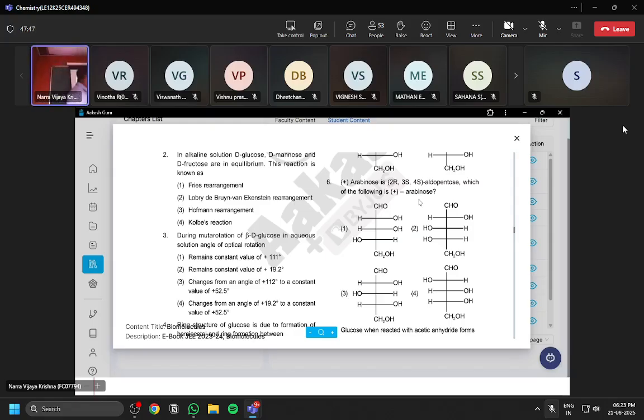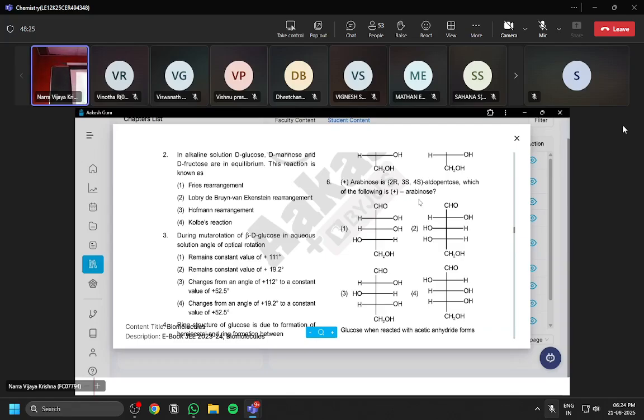Next one. Arabinose. Where have we seen these? Pentose. Glyceraldehyde. Below that glyceraldehyde, 2 tetroses: erythrose, threose. Below that, 4 pentoses. What are they? Ribose, arabinose, xylose, lyxose. Yes or no? Now what are they saying? Arabinose means pentose, so 5 carbons should be there. So do all have 5 carbons or not? All have 5 carbons. Right?